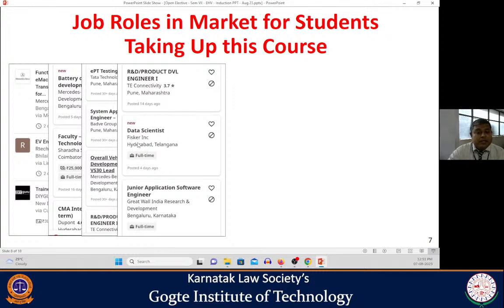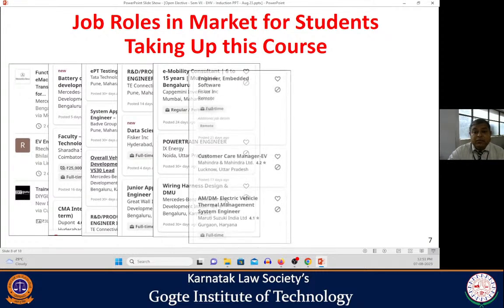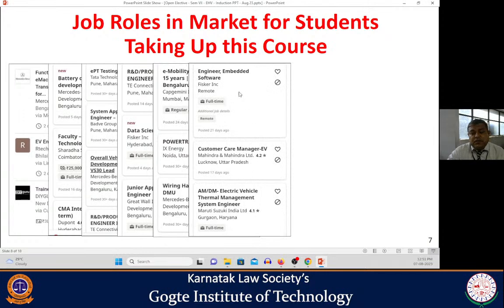Hyderabad, Telangana, company name is Fisker, a junior application software engineer. Then you find e-mobility consultant, also Capgemini. It is going into the CS and IS domain. Powertrain engineer is totally mechanical. Wiring and harness design goes to electrical and electronics people. Embedded software engineer is only for CS, IS, EC people. Customer care manager is in the management domain.